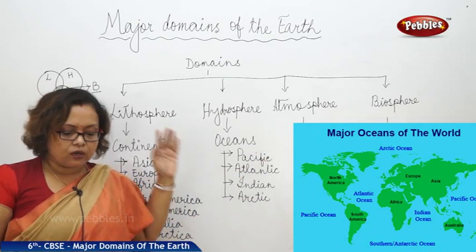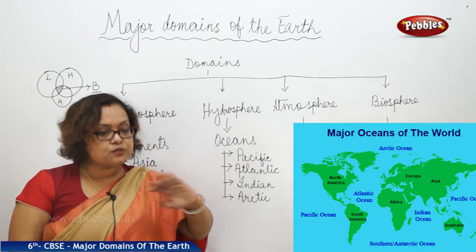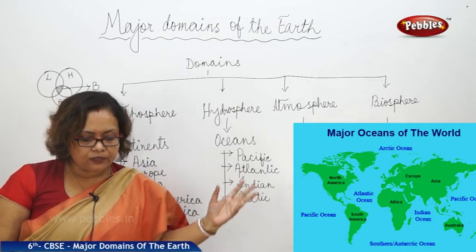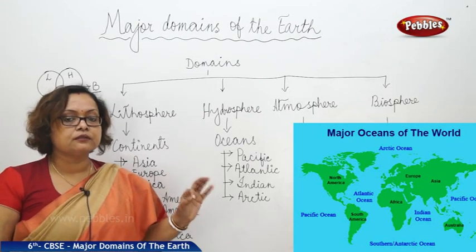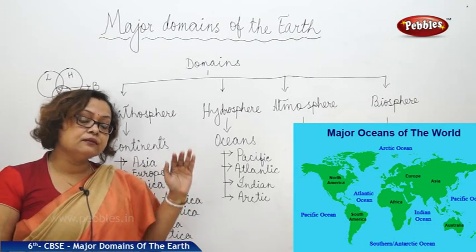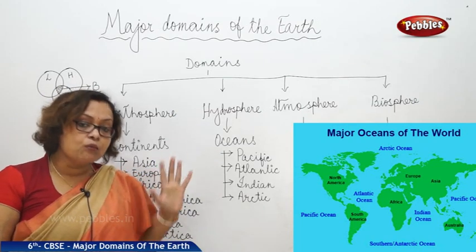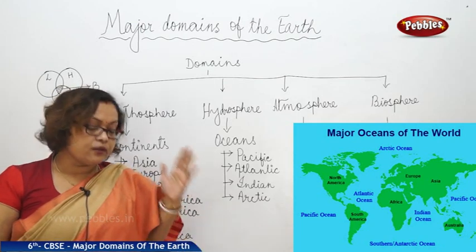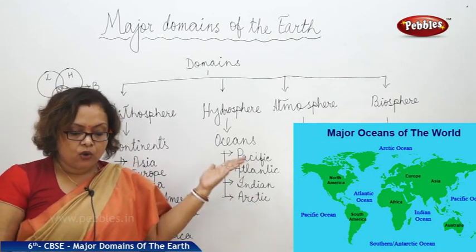The Pacific Ocean is called the largest ocean. It is the largest and is spread over 1/3 of the earth. The Mariana Trench, the deepest part of the earth, is in the Pacific Ocean. Its depth is even more than the height of Mount Everest. Can you even imagine that?